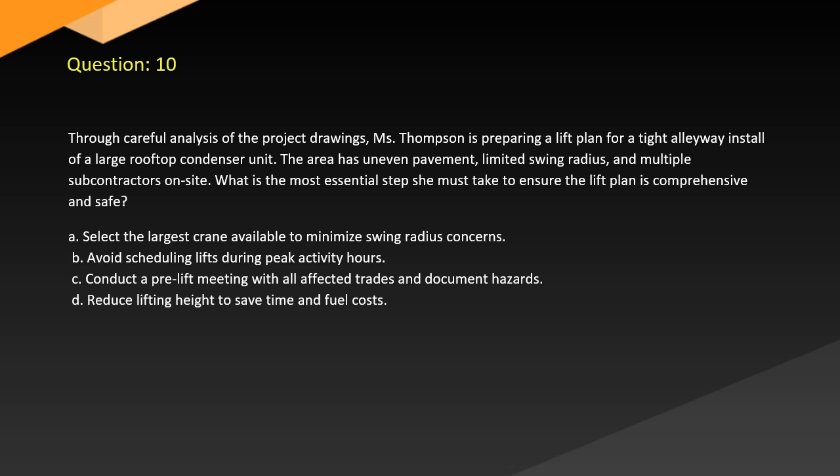Question 10. Through careful analysis of the project drawings, Thompson is preparing a lift plan for a tight alleyway installation of a large rooftop condenser unit. The area has uneven pavement, limited swing radius, and multiple subcontractors on site. What is the most essential step you must take to ensure the lift plan is comprehensive and safe? A. Select the largest crane available to minimize swing radius concerns. B. Avoid scheduling lifts during peak activity hours. C. Conduct a pre-lift meeting with all affected trades and document hazards. D. Reduce lifting height to save time and fuel costs.